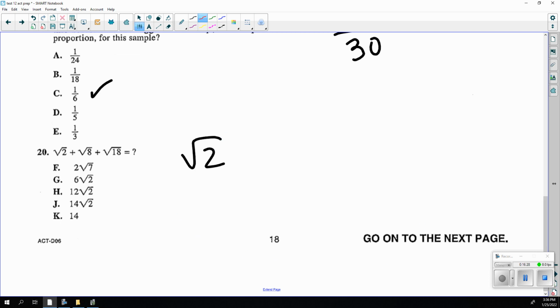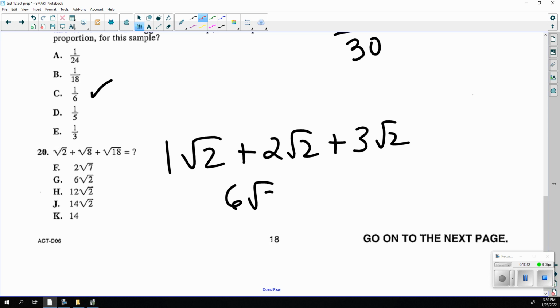Square root of 2, you could never use simp-rad for this, but you could do 18. 8 is 2 root 2, and 18 is 3 root 2. Add them up, and you get 6 of the same, 6 root 2.